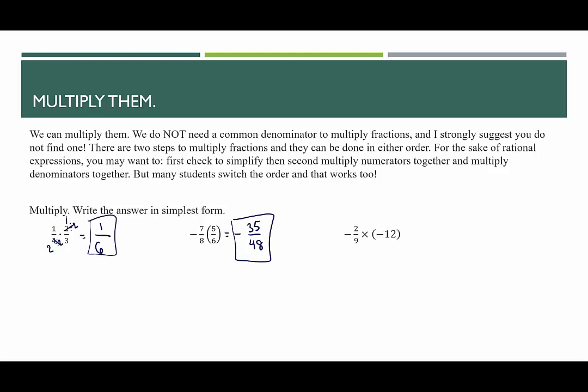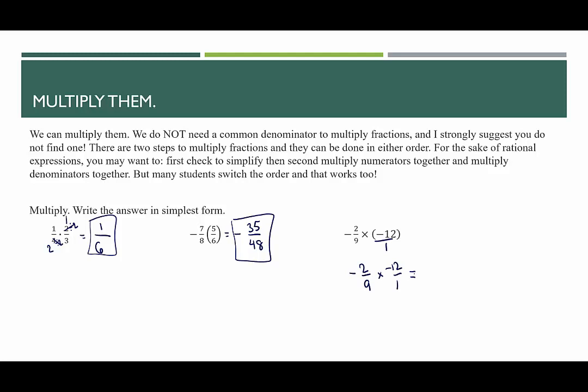And lastly, we have negative 2/9 times negative 12. Now, one thing I didn't mention in my little blurb about multiplying fractions is that we do want the numbers to be proper or improper fractions. So we need to turn negative 12 into an improper fraction, and we can do that by putting it over 1. So what we're looking at is negative 2 over 9 times negative 12 over 1.